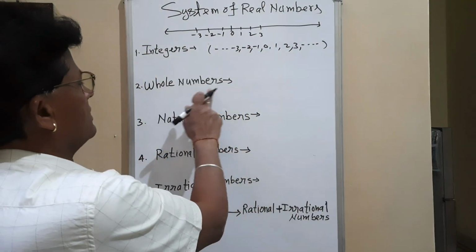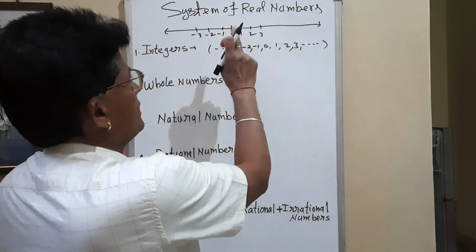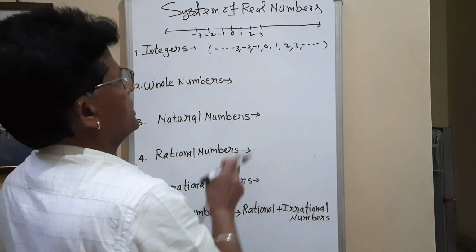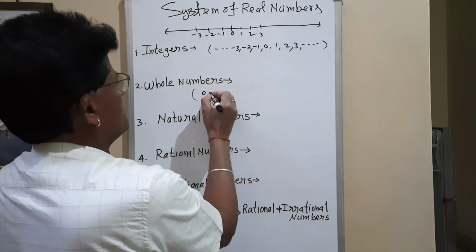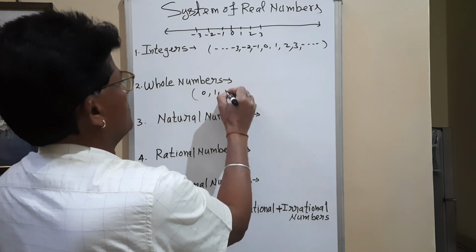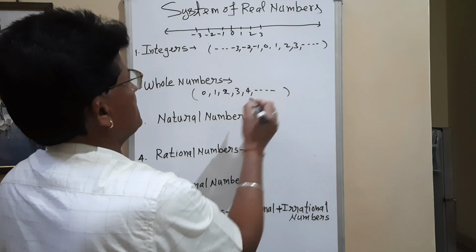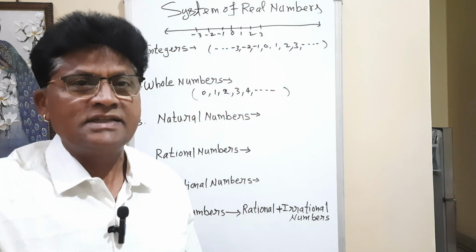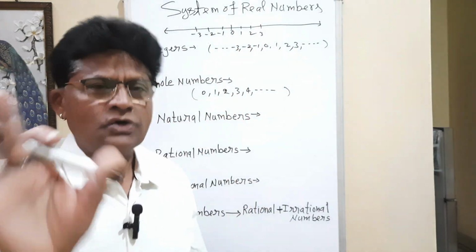Now I will tell you the definition of whole numbers. Whole numbers means all the numbers on the right side of the 0 including 0 are known as the whole numbers. Whole numbers start from 0, 1, 2, 3, 4 and so on. These are the whole numbers. Whole numbers always start from 0. Or you can say that the positive numbers including 0 are called the whole numbers.